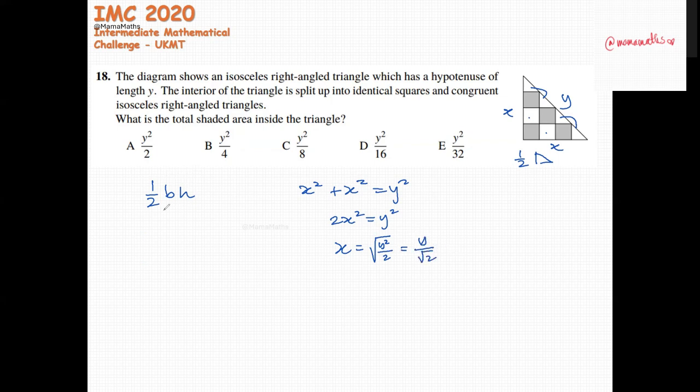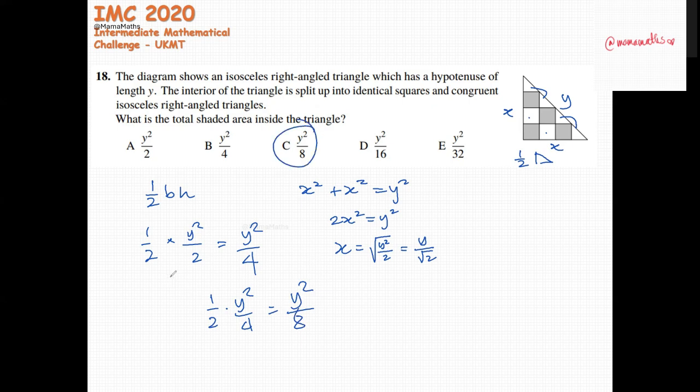So if we multiply here, 1/2 base times height, that's the same: x squared over 2, so basically that's y squared over 2 over 2, which is y squared over 4. Now, since we only need the half of the triangle that is shaded, the answer will be y squared over 8. So the answer is C.